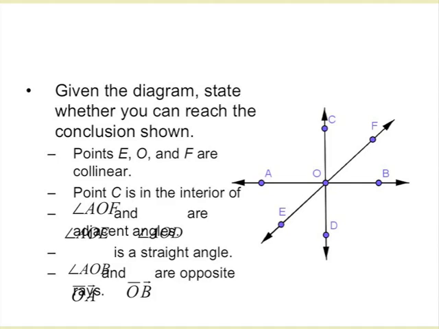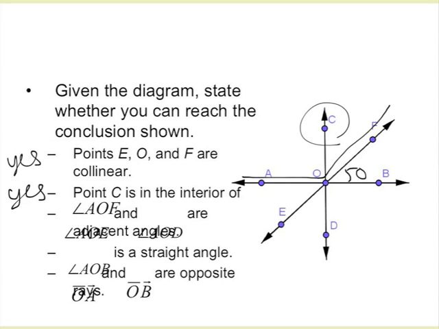So points E, O, and F are collinear. Yes. When we connect them with a straight line, we can assume that it is in fact a straight line. Point C is in the interior of AOF? Yeah, point C is in the interior of AOF. So interior just means somewhere inside. So if AOF is here and C is inside of that angle, then we say it's in the interior.